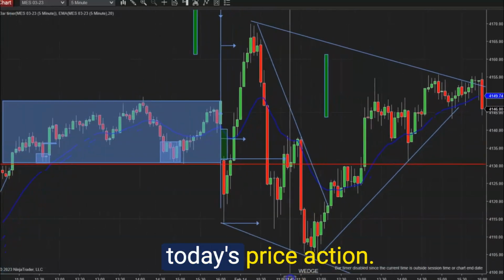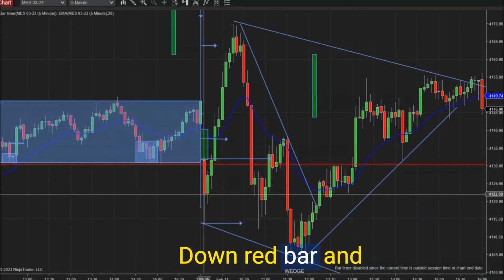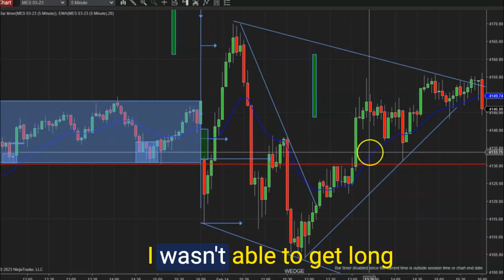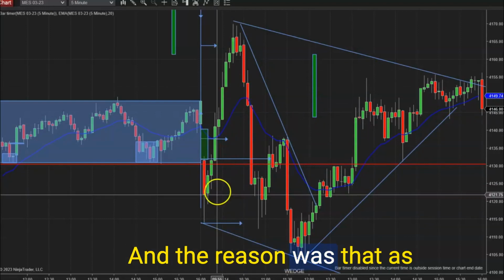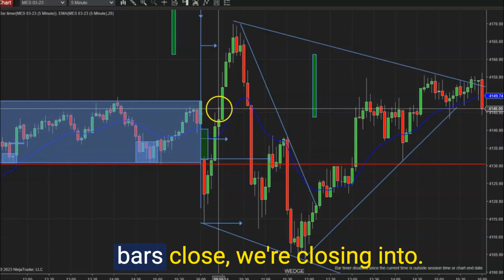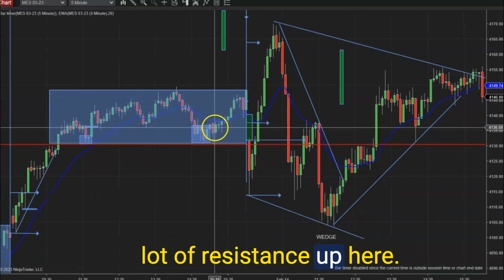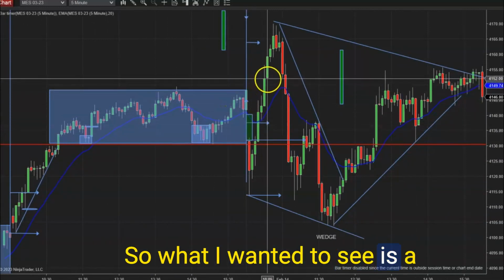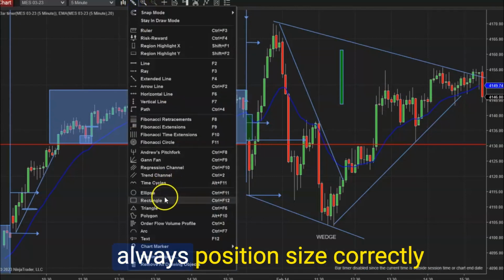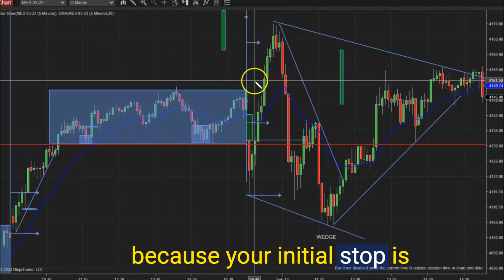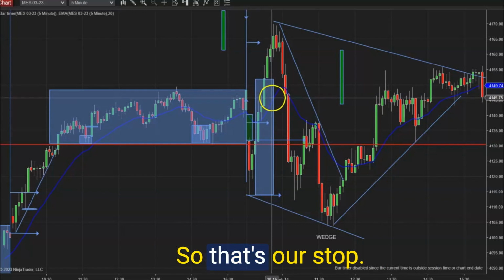Now let's expand today's price action. The market opened down, red bar, and then it reversed up. I wasn't able to get long until this bar closed above. The reason was that as I'm seeing these big green bars close, we're closing into resistance. And we have a lot of resistance up here. So what I wanted to see is a decisive close above resistance, which we finally got up here. Now, as you know, you have to always position size correctly because your initial stop is going to be all the way down here. Okay? That's the initial stop. So that's our stop.